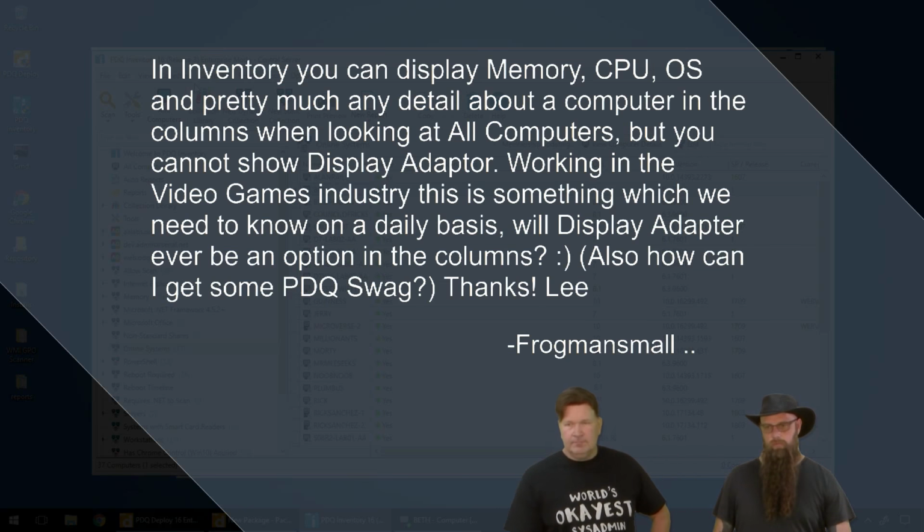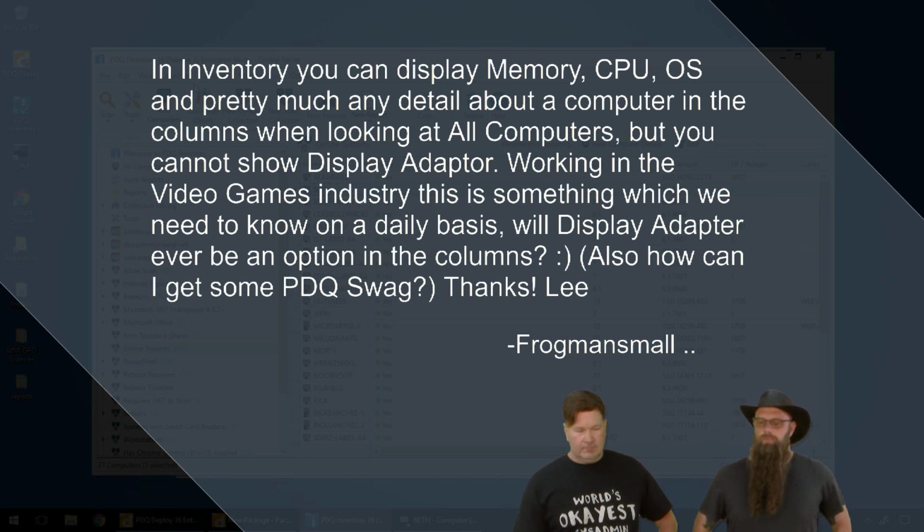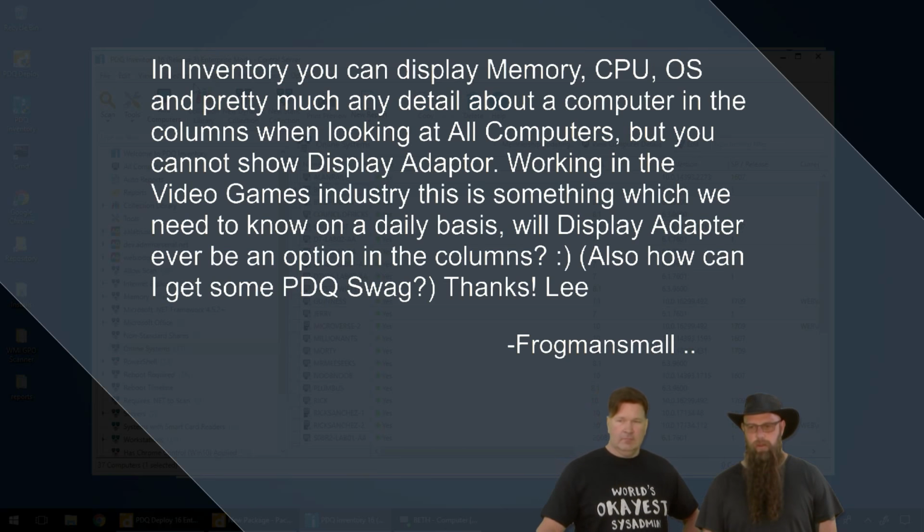Dear Shane and Lex, in Inventory, you can display memory, CPU, OS, and pretty much any detail about a computer in the columns when looking at all computers, but you cannot show Display Adapter. Working in the video games industry, this is something which we need to know on a daily basis. Will Display Adapter ever be an option in the columns? Also, how can I get some PDQ swag? Thanks, Lee.